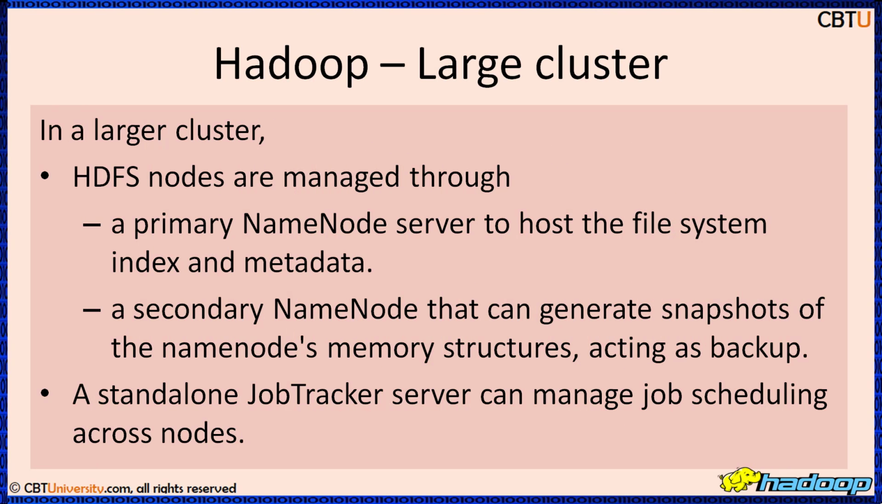In a large cluster, HDFS nodes are managed through a primary name node server to host the file system index and metadata. A secondary name node can generate snapshots of name node's memory structures, acting as a backup. A standalone job tracker server can manage job scheduling across nodes. When Hadoop MapReduce is used with an alternate file system, the name node, secondary node, and data node architecture of the HDFS are replaced by the file system specific equivalents.